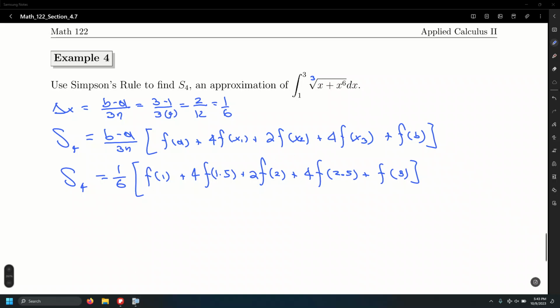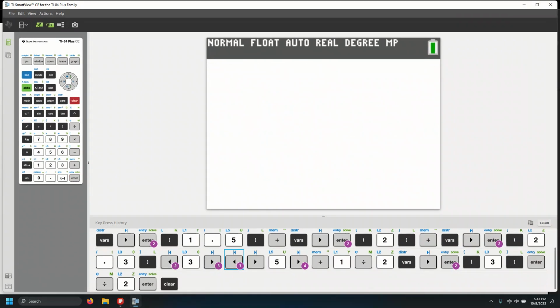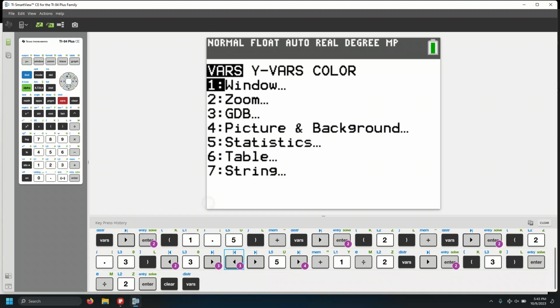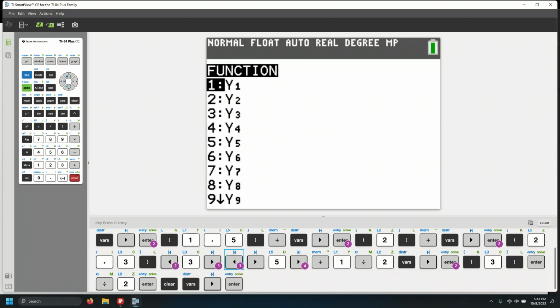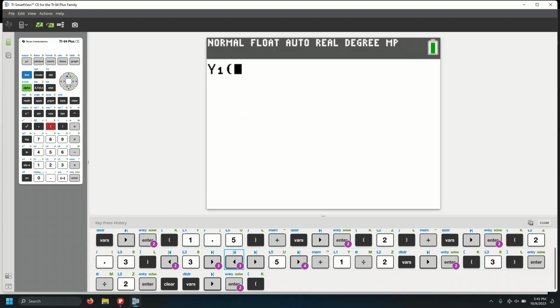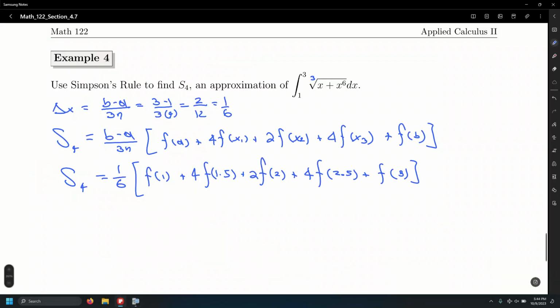On the graphing calculator, I'm just going to input the quantity inside of the brackets. Let me clear all this. Okay, so VARS, Y-VARS, Function, Y1, open parentheses to evaluate it at the lower limit of 1, close parentheses. Now be careful. The second term has a 4 as a coefficient, right? So you want to be careful with that.